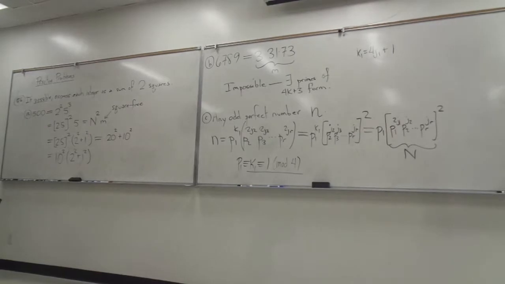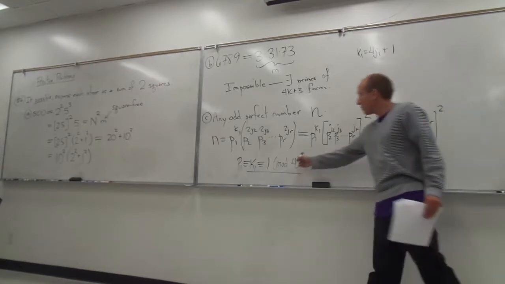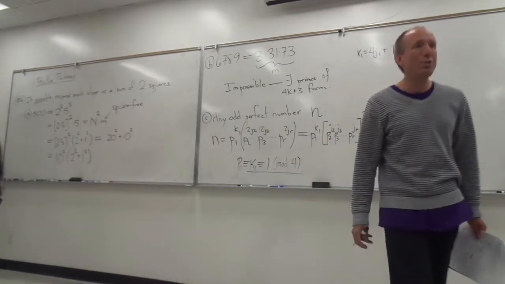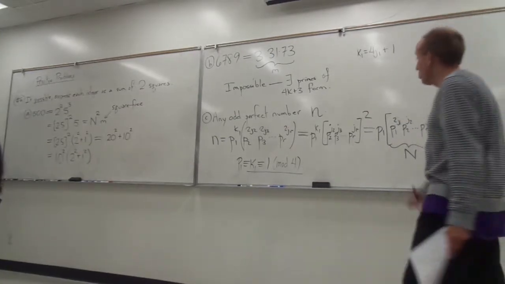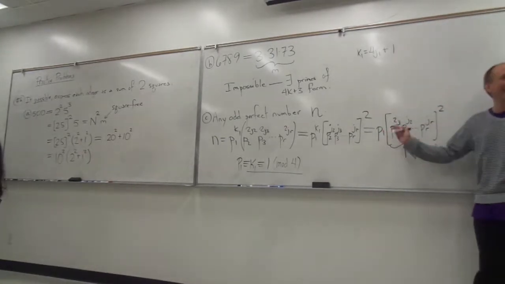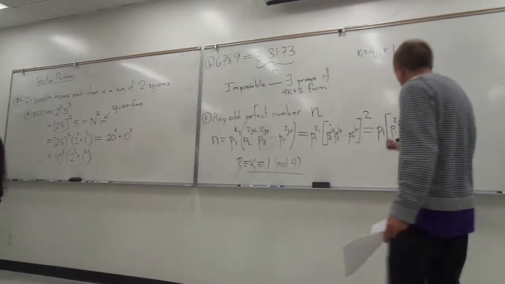So P1 itself has the form 4K plus 1, right? So is this possible or not? Yes. It is possible. There are no primes outside of these brackets that have the 4K plus 3 form. So I know that I can do this.